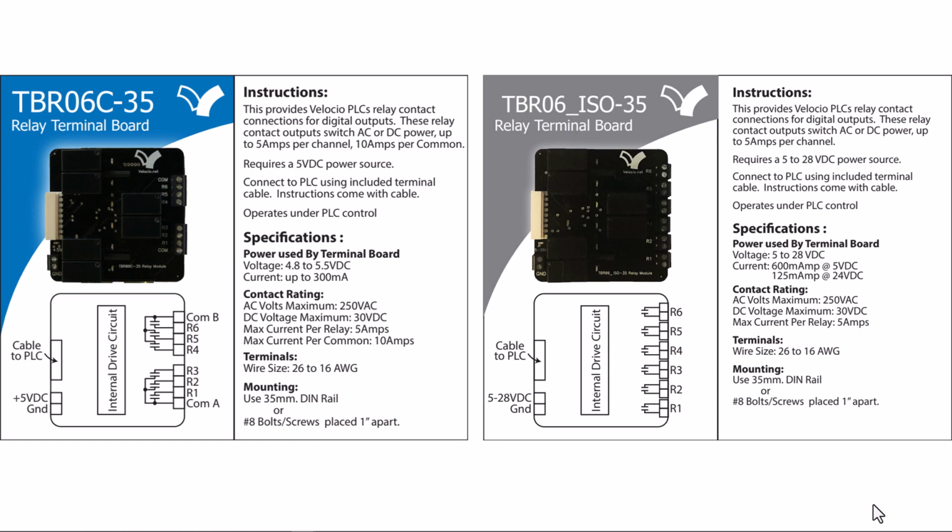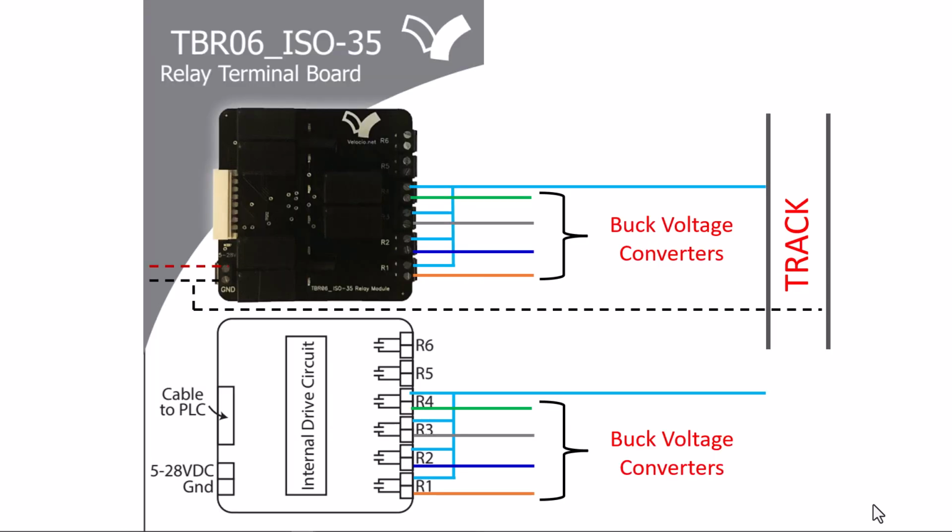You don't need the isolation, because what we're going to do is the common will be going to the track, and then we'll be feeding in different voltages to R1 through R6. So all of them are focused into the track. Now, the value of the isolated is, if you only use 4 of these relays to switch power to your track, and you want to use the other 2 for something else, you may have a problem if they're not isolated electrically.